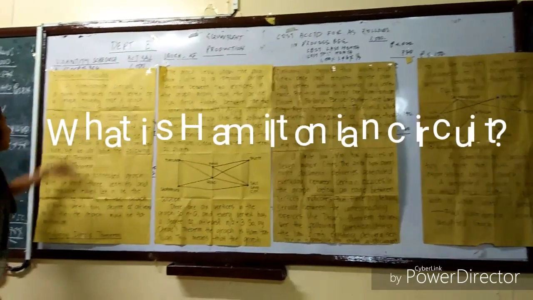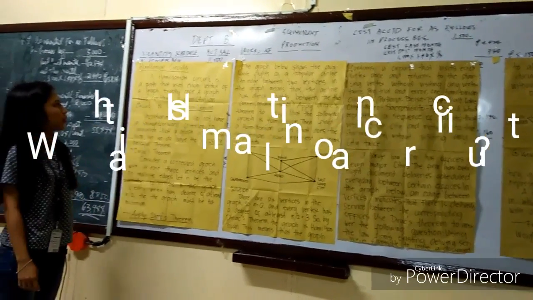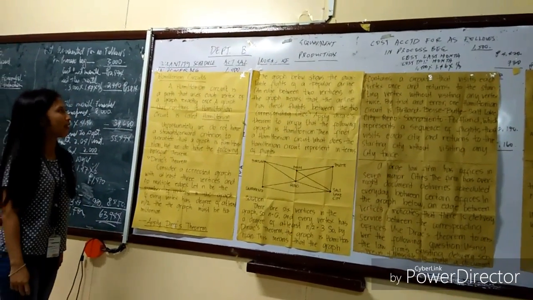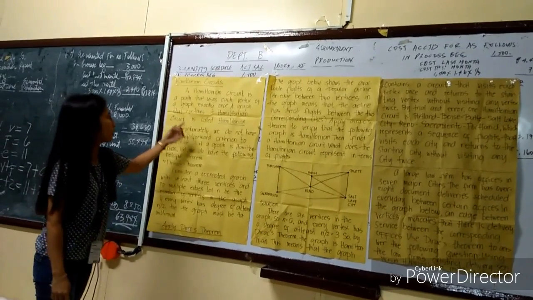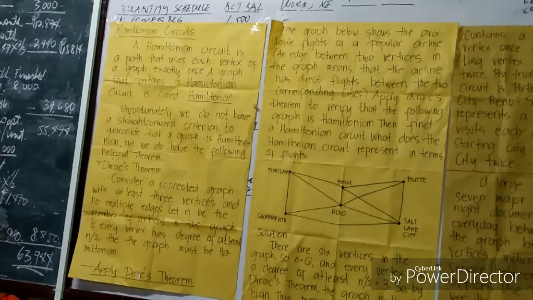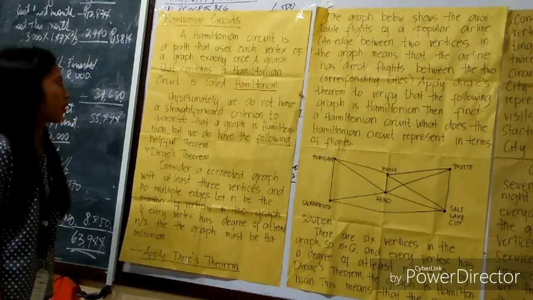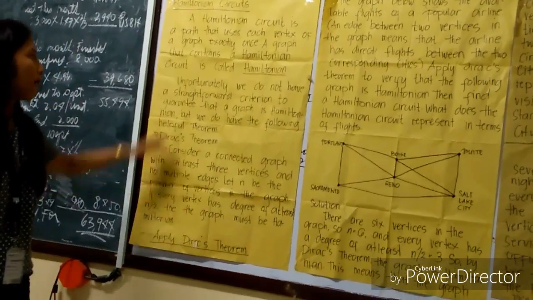Here to discuss the Hamiltonian circuits. A Hamiltonian circuit is a path that uses each vertex of a graph exactly once. A graph that contains a Hamiltonian circuit is called Hamiltonian.